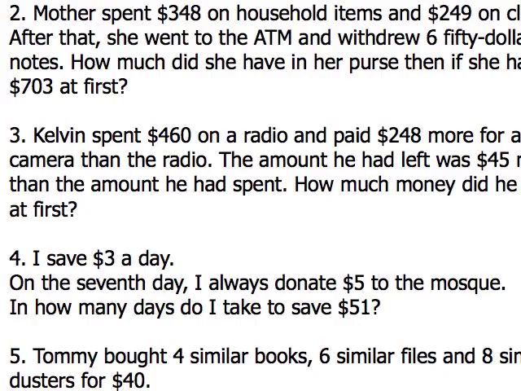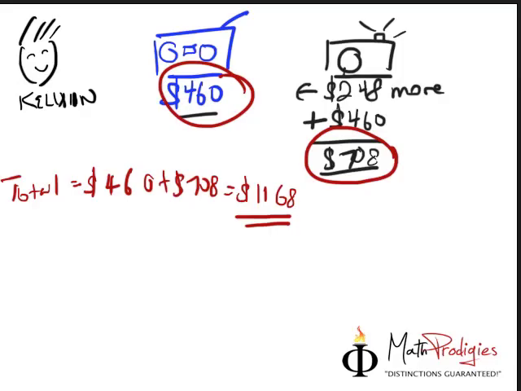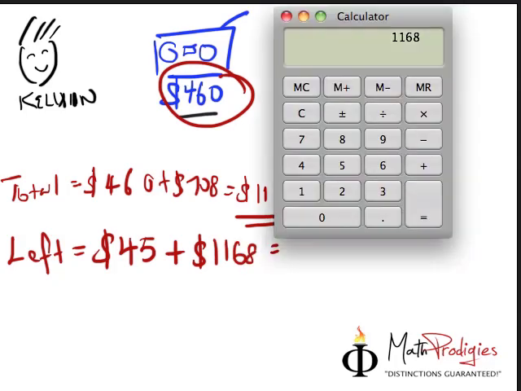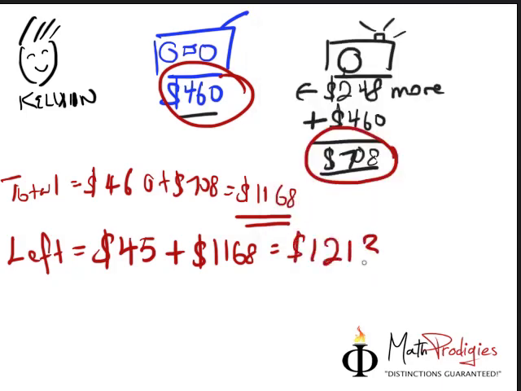And what did they say? They said that the amount he had left was $45 more than the amount he had spent. So this is the amount that he has spent, and the amount he had left in his wallet is $45 more. When you hear more, you add than the amount he had spent. Therefore, the answer is plus 45, and then you get 1213. And that is the answer.